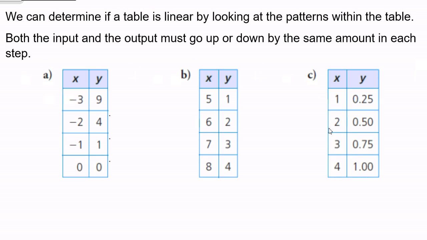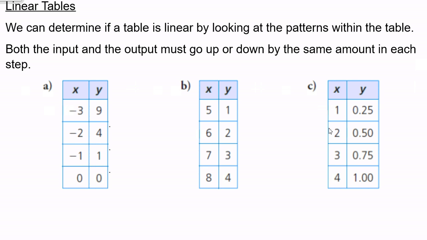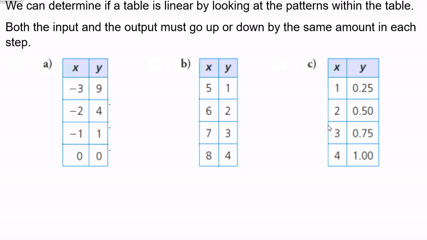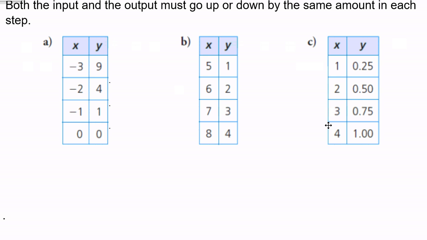When we talk about tables, we can determine if it's linear by looking at the patterns within the table. Both the input and the output must go up or down by the same amount in each step. So the first thing we're going to do is look at all three of these tables and determine how much they're going up and down by in the input and output columns. And then we're going to determine whether or not they are linear or nonlinear.